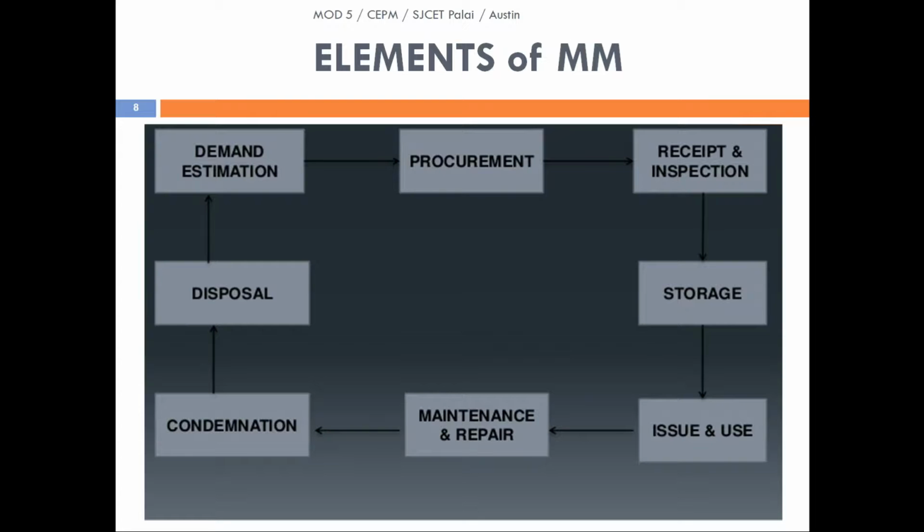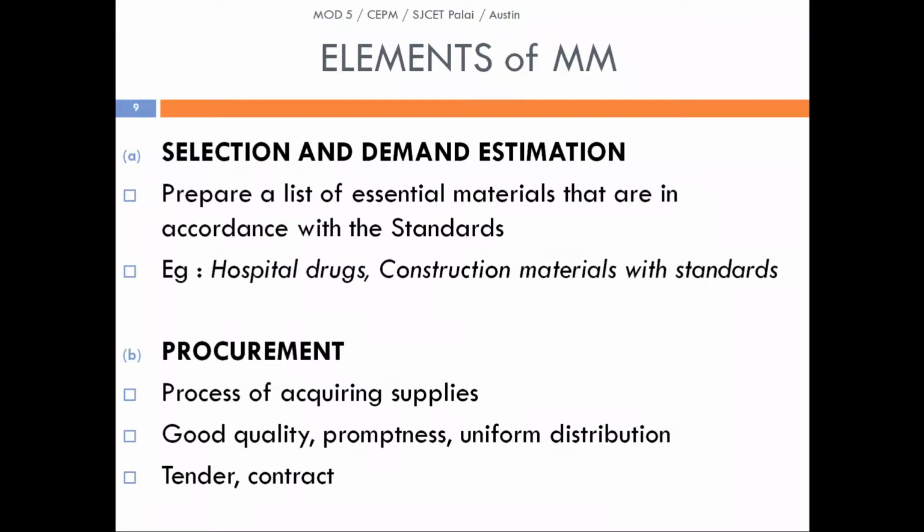This can be classified as a cycle or a chain, starting from the demand estimation, then going to the procurement, receipt and inspection, storage, issue and use, maintenance and repair, contamination, disposal, and again to the demand estimation. We will be seeing one by one what the elements of material management are. The first one is selection and demand estimation.